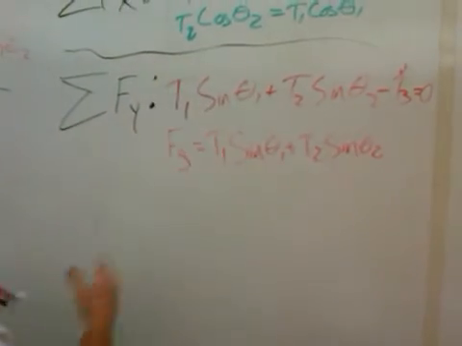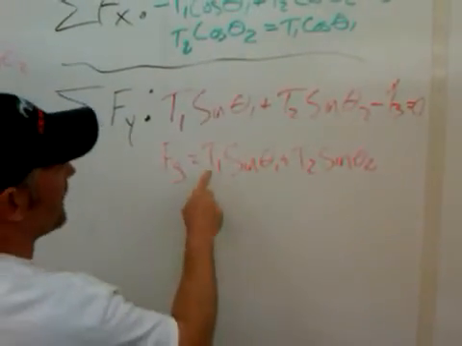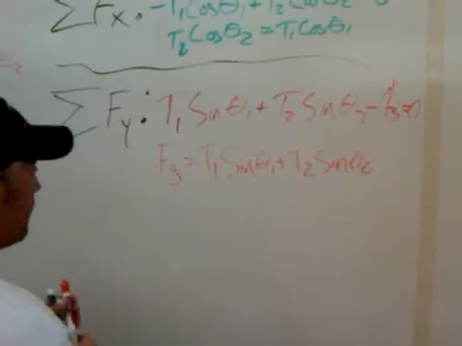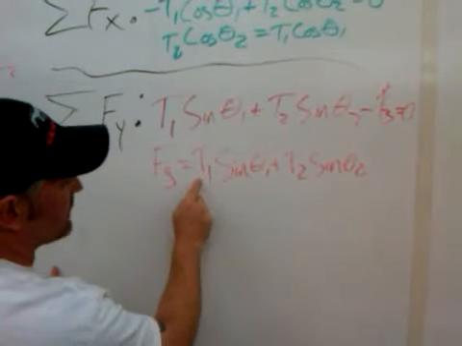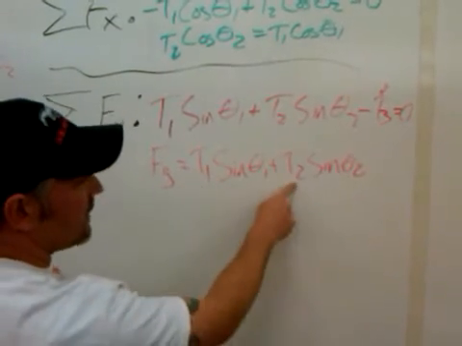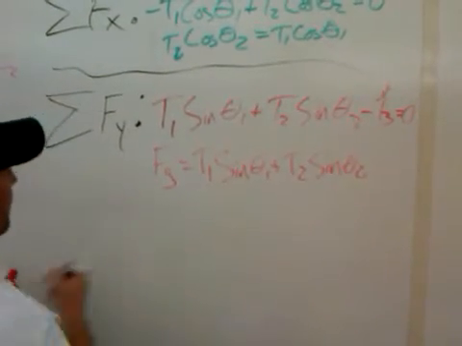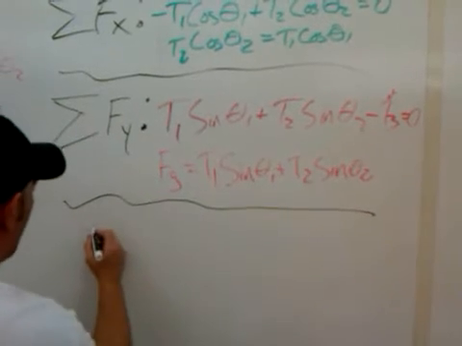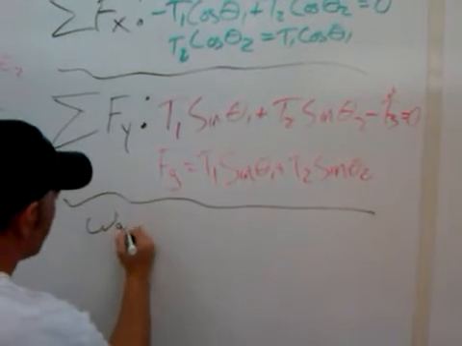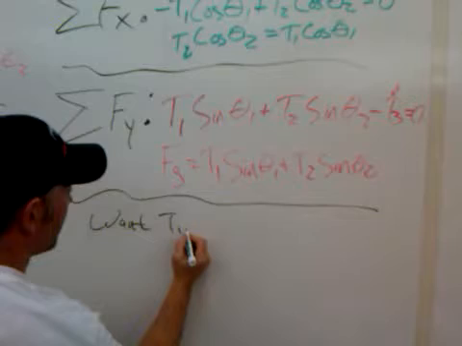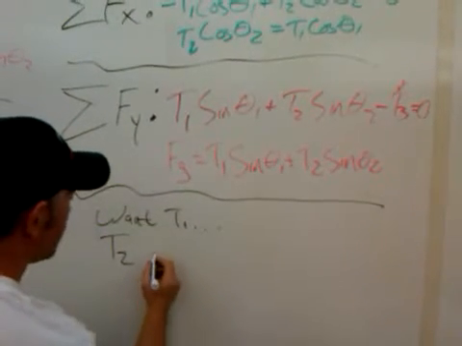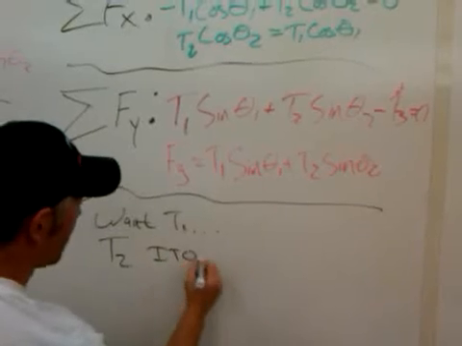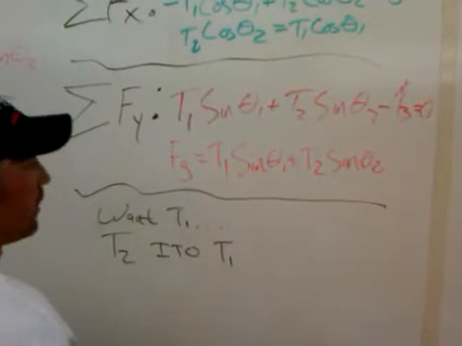So now that I've got my equations, I need to try and get T1 isolated. That's what we're looking for. So in order to do that, the first thing I want to do is try and get as much as possible in terms of T1. So this T2 here is messing me up. So I'm going to take T2 and put it in terms of T1.